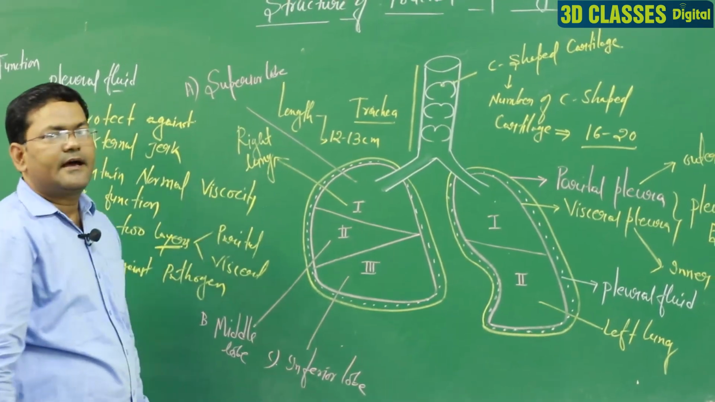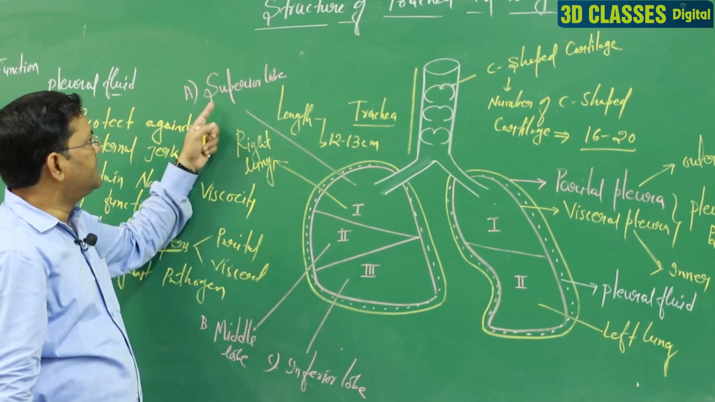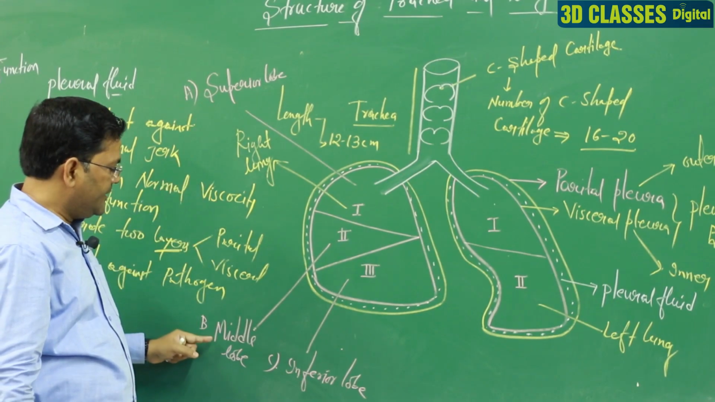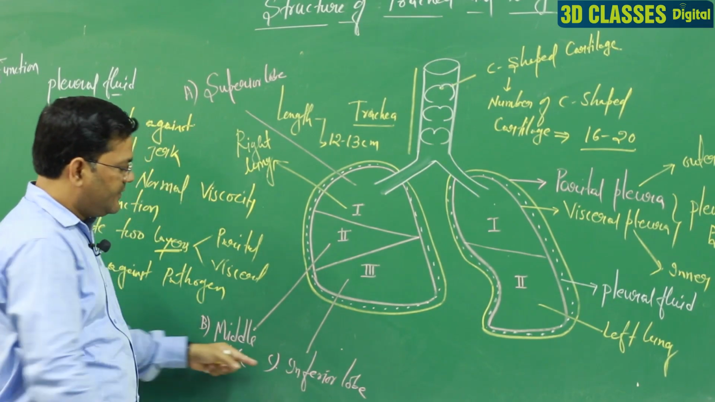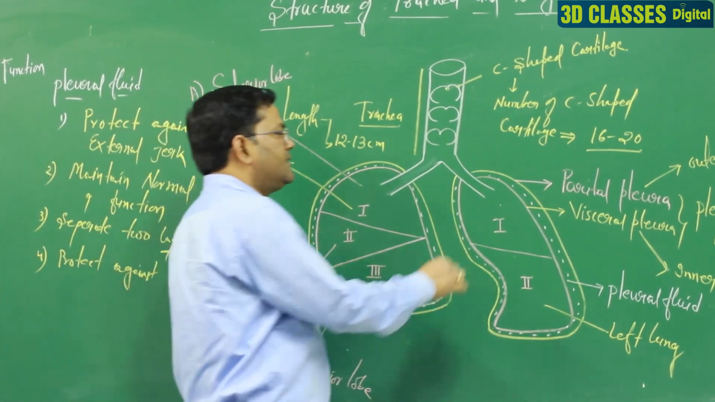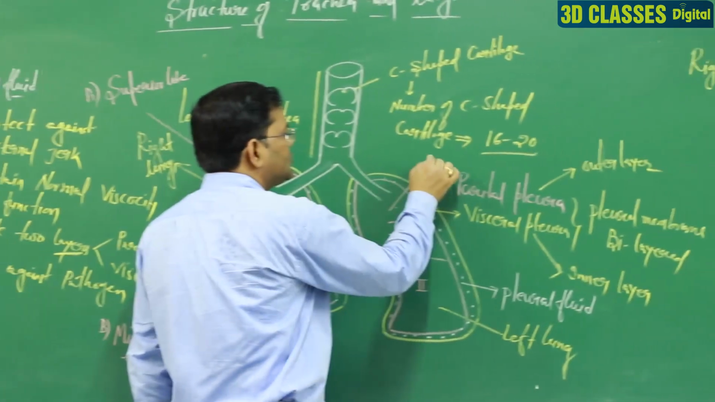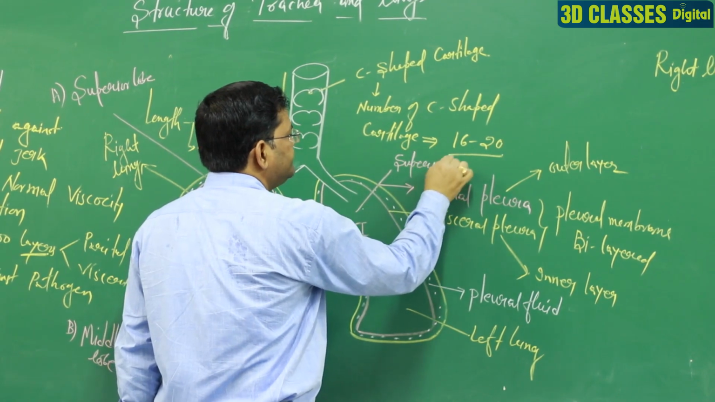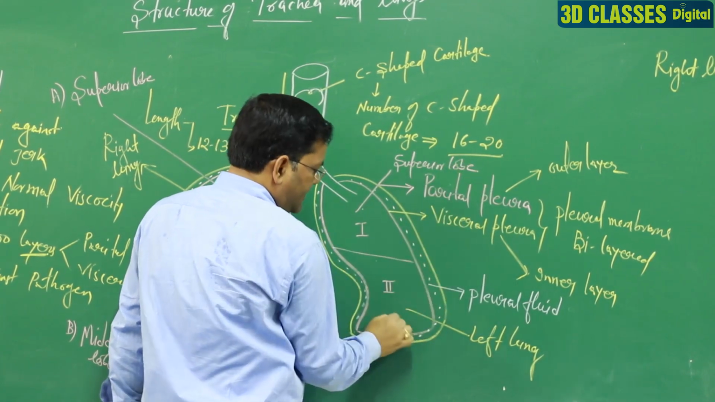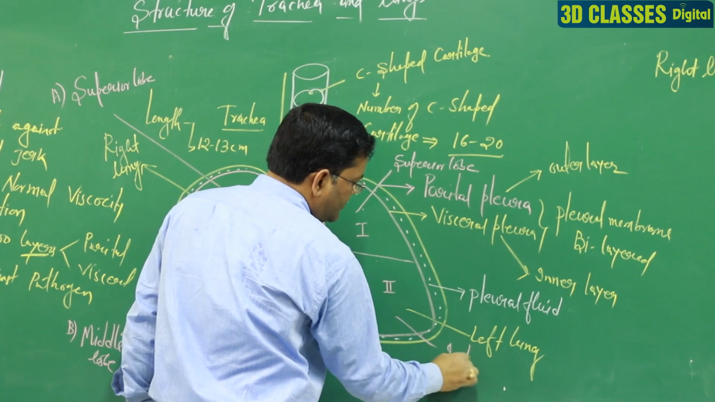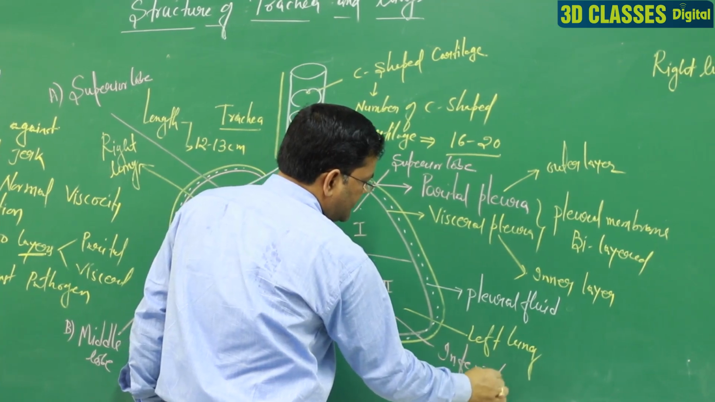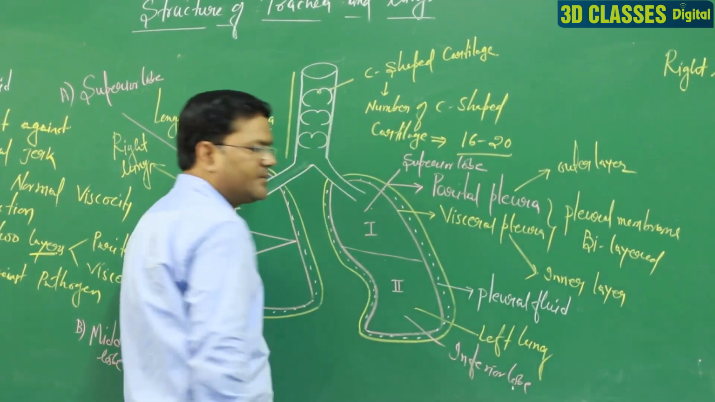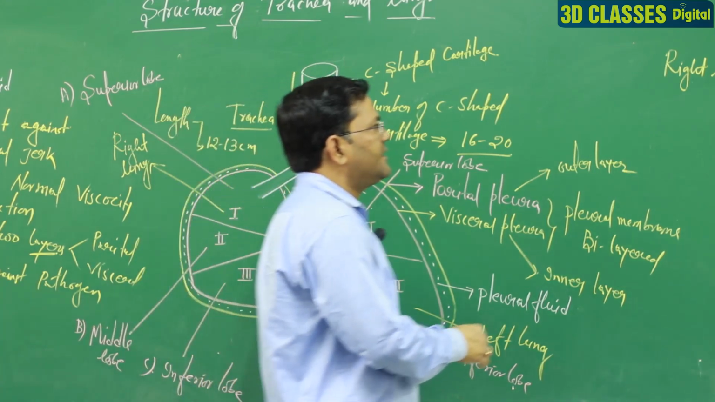That means the right lung is formed with the help of 3 lobes: superior lobe, middle lobe and inferior lobe, and right is 3 but left is 2, that is called superior lobe and inferior lobe. So what is the difference? One by one we explain and write down.